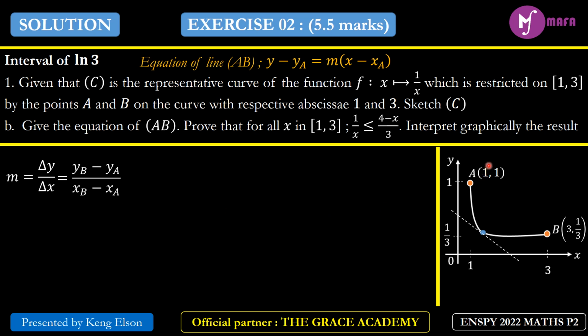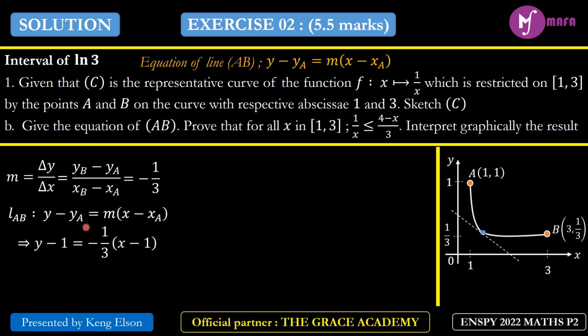This is xa, this is ya, this is xb, this is yb. If you do the difference correctly and the ratio, you're going to get that the gradient is -1 divided by 3. So from there we can get that our equation of the line AB will be y minus 1 (ya is 1, m is -1 on 3, and xa is 1). If you simplify, you're going to get that the equation of the line AB is y equals (4 minus x) divided by 3.